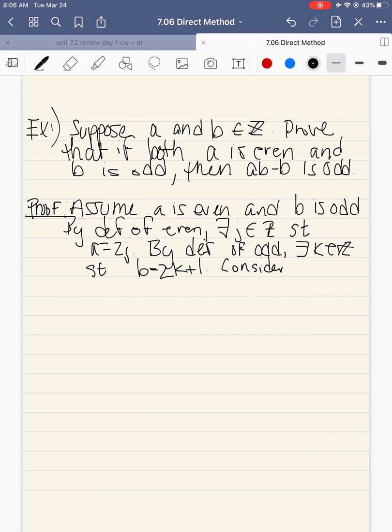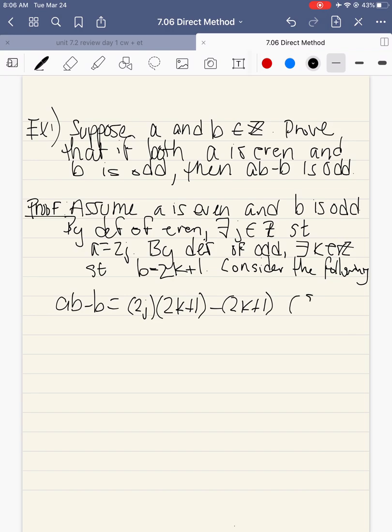So consider the following. So start with our then part. So we have AB minus B. And now we know what A is equal to, we know what B is equal to, so we can go ahead and sub that in. So we have 2J times (2K plus 1), minus (2K plus 1). So we just go ahead and sub in A equals 2J, B equals 2K plus 1.